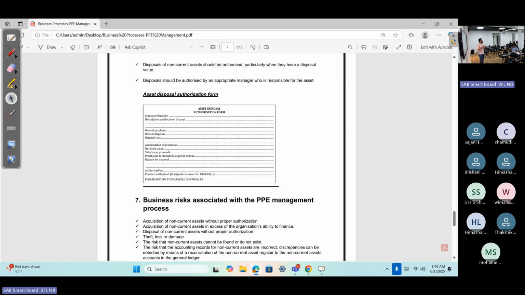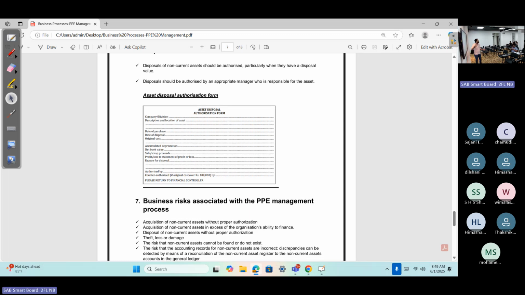And what information must be included in the disposal authorization form? Sales proceeds, cost, carrying value, and you must also tell the reason for disposal. And it must be authorized by an authorized person. Based on the value, the authorization level might also change. If it is 50,000, accountant level can authorize. If it is 100,000, the finance manager should authorize. If it is 1 million, the finance director should authorize. Based on the value, the authorization hierarchy changes.